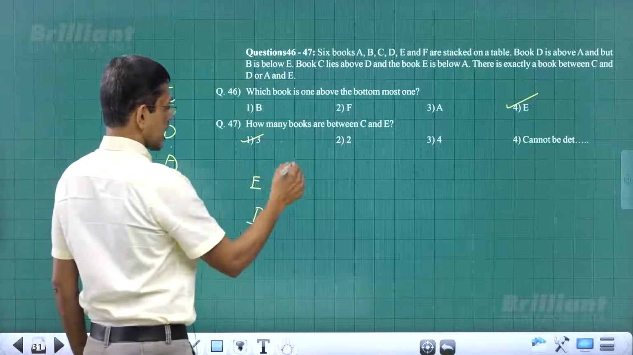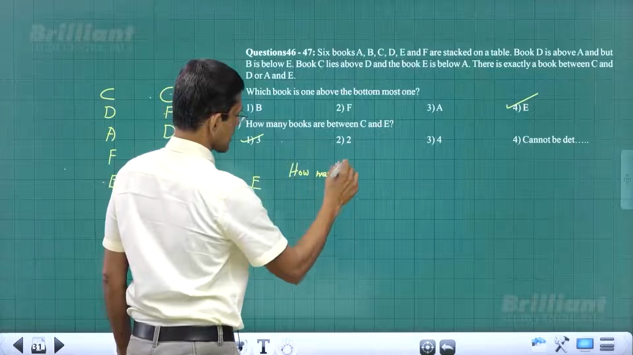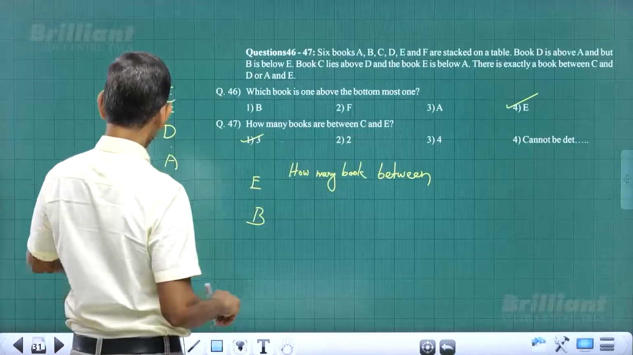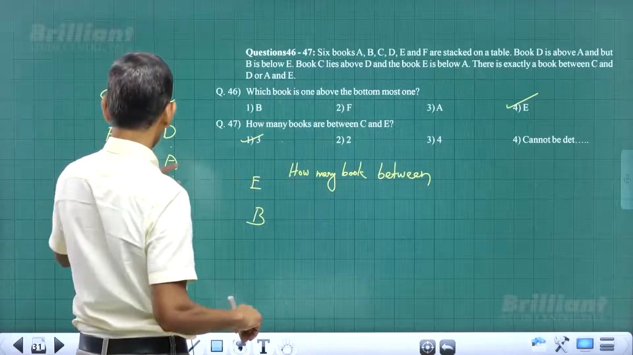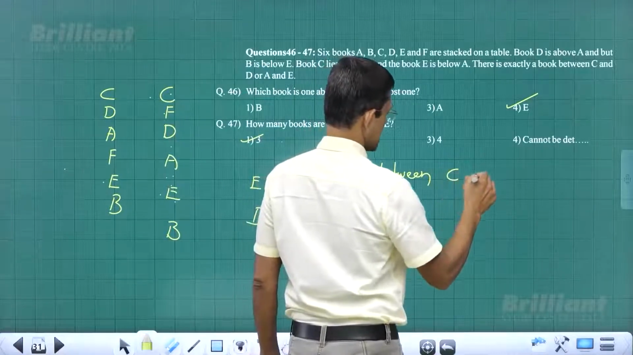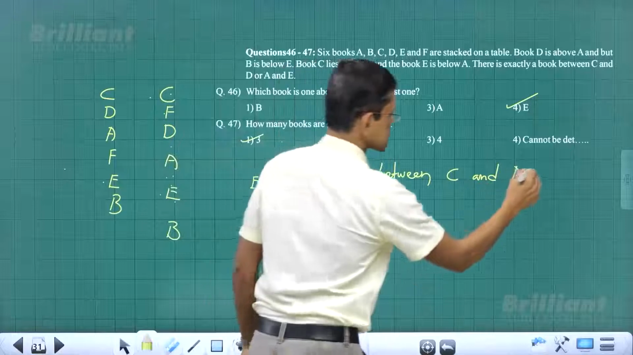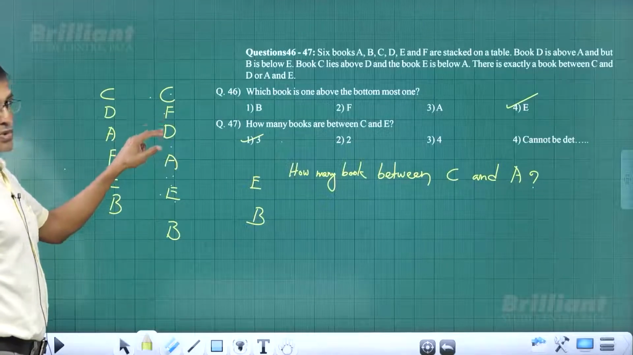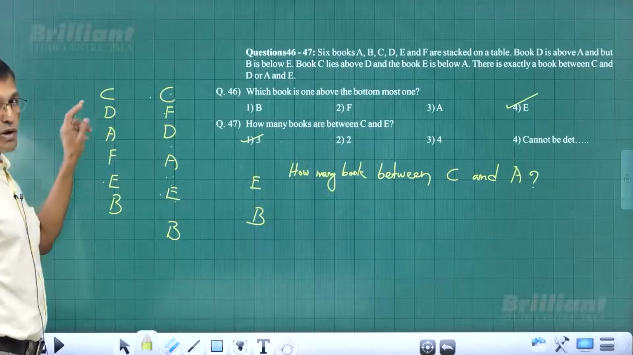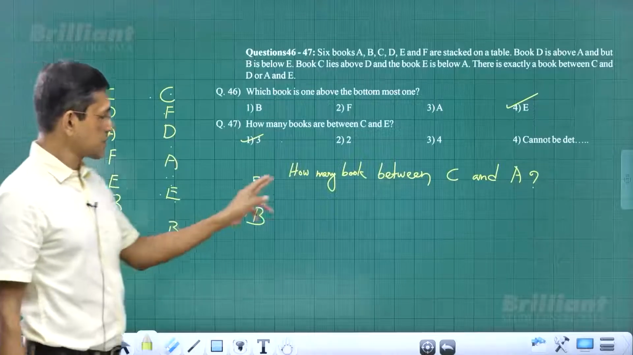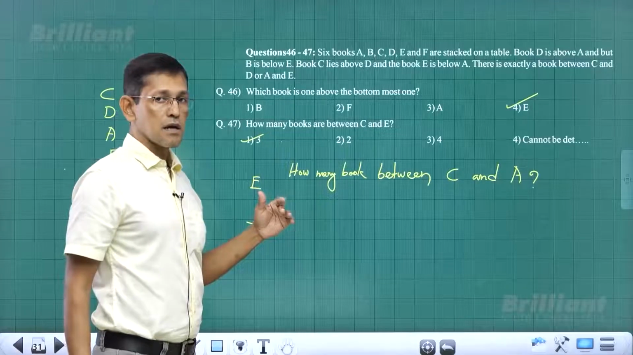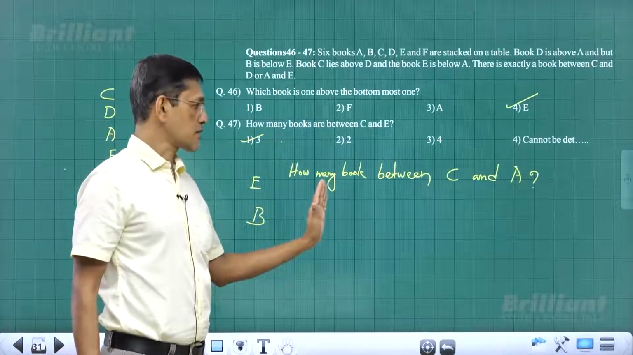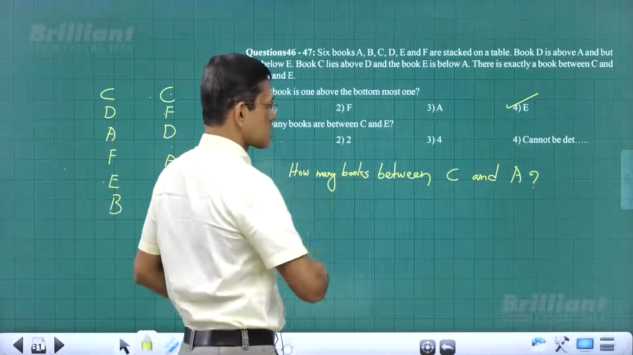However, if they ask a question something like how many books between, let's say, A and C, or C and A? If there is a question like that, look at this case. Between C and A, how many books? We have 2 books between C and A. And in this case, only 1 book between C and A. So you may have 2 different answers for this question. Either your answer must be 1 or 2, or your answer could be cannot be determined or data inadequate.